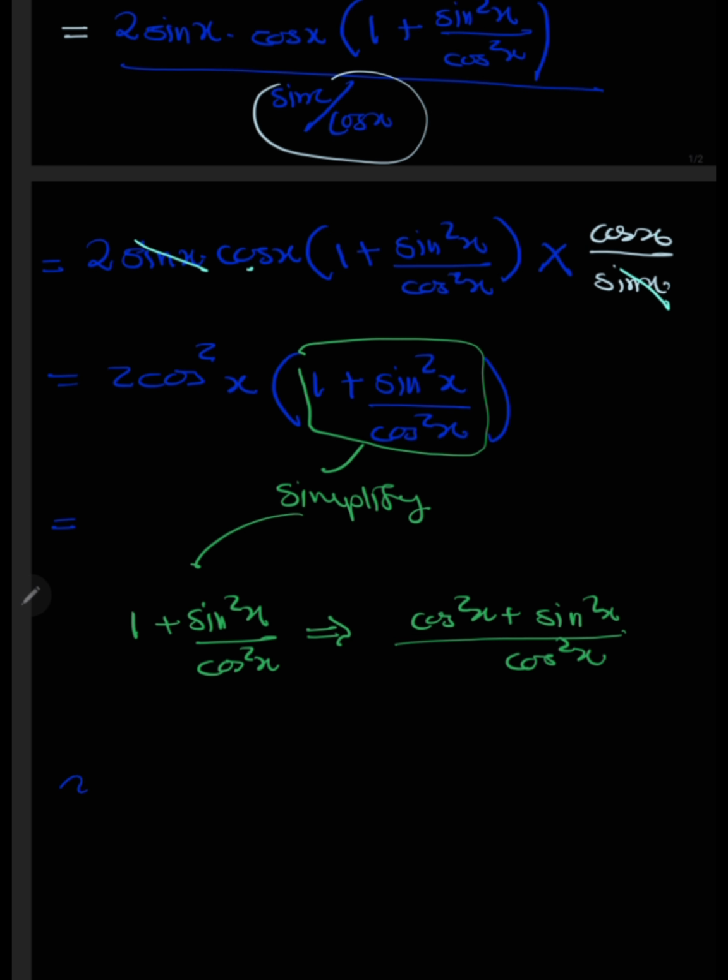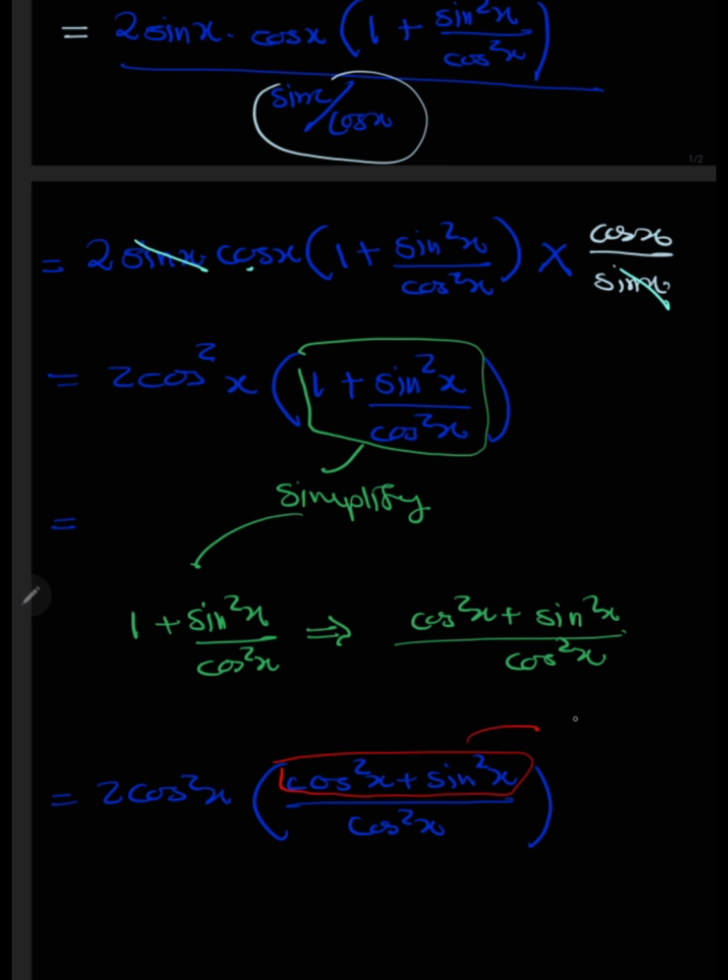Now let's plug it into our expression. This is the same as cos squared x plus sine squared x over cos squared x. But what is this? This is an identity, and it is equal to 1. Don't forget, cos squared x plus sine squared x is the same as sine squared x plus cos squared x.